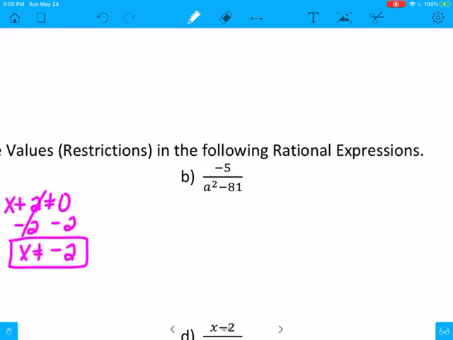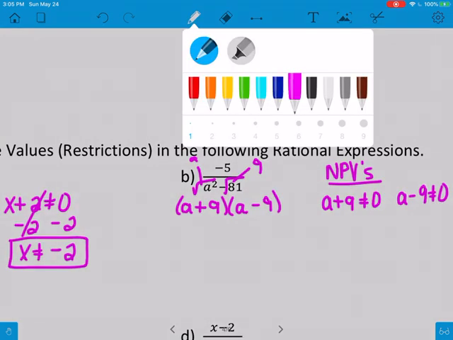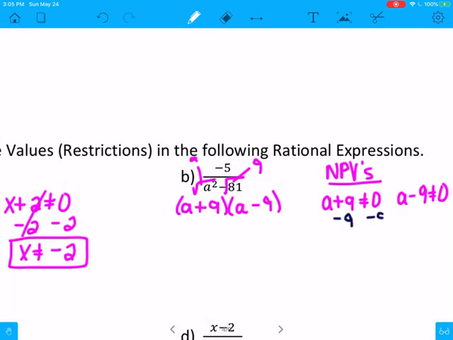Okay, if we look at B, I can't take a GCF out of a squared minus 81, but I do spot that it's a difference of squares. Square root of a squared is a. The square root of 81 is 9. So in the denominator, I'm actually going to get a plus 9, a minus 9. And so for my non-permissible values, my NPVs, I'm going to get a plus 9 cannot equal 0, and a minus 9 cannot equal 0. Then I'm going to solve them separately. So I'm going to subtract 9 from both sides to get a by itself. So I get a cannot equal negative 9. And then I add 9 to both sides. A cannot equal 9. So a cannot equal plus or minus 9.